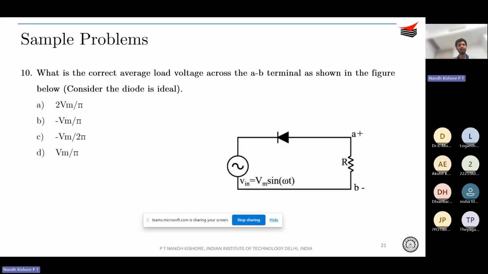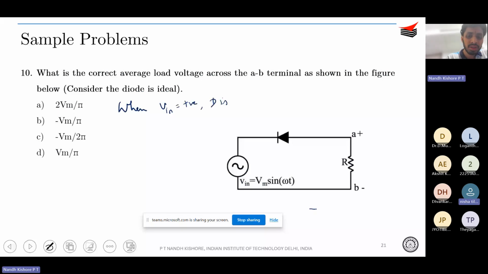Again, a diode circuit. What is the correct average load voltage across the AB terminal shown in the figure below? Consider that the diode is ideal. So very simple, right? Can anyone tell directly? Vin is Vm sin omega t. So when Vin is positive, the diode is reverse biased. The answer is minus Vm by pi, we will just see.